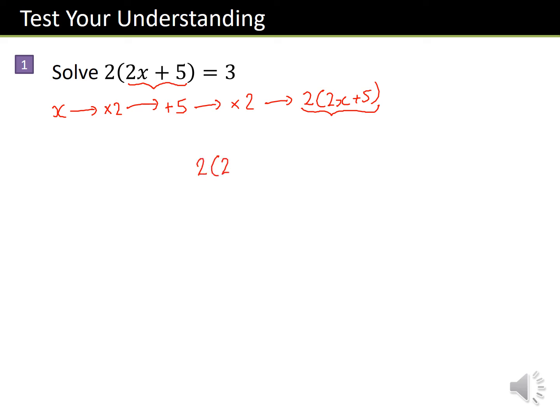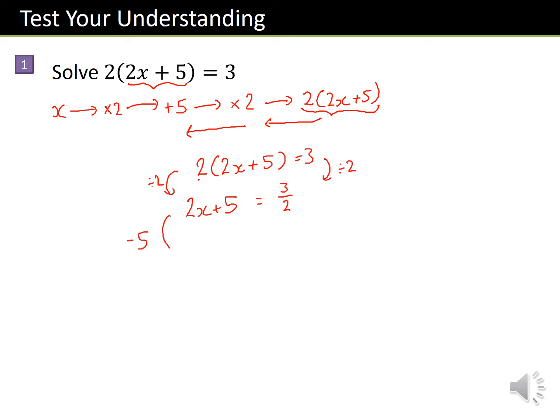So let's start. We've got 2 lots of 2x plus 5 equals 3. Again, back through the function machine, we get to the times 2, but we want to do the opposite, so we're going to divide both sides by 2. We are going to end up with a fraction on the right, but that is fine. We divide the left by 2, that just gets rid of this bracket, so we end up with 2x plus 5, and that equals 3 over 2, so 3 divided by 2. Then the next thing to do as we go through the function machine was adding 5, but we're doing the opposite, we're going to be subtracting 5, because we're going backwards through it now, so we end up with 2x.